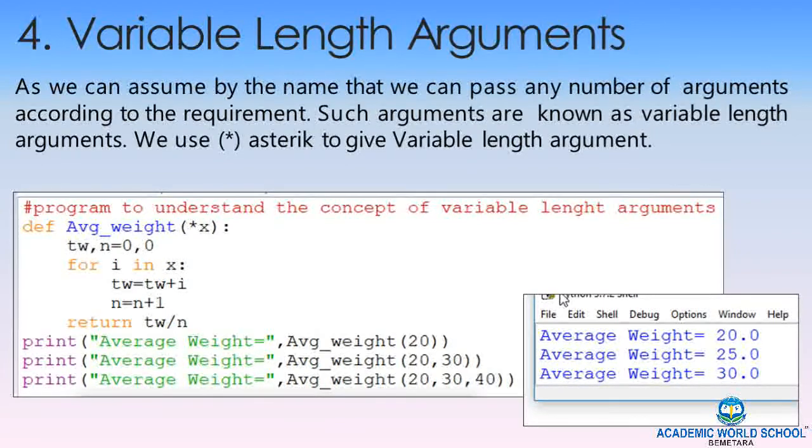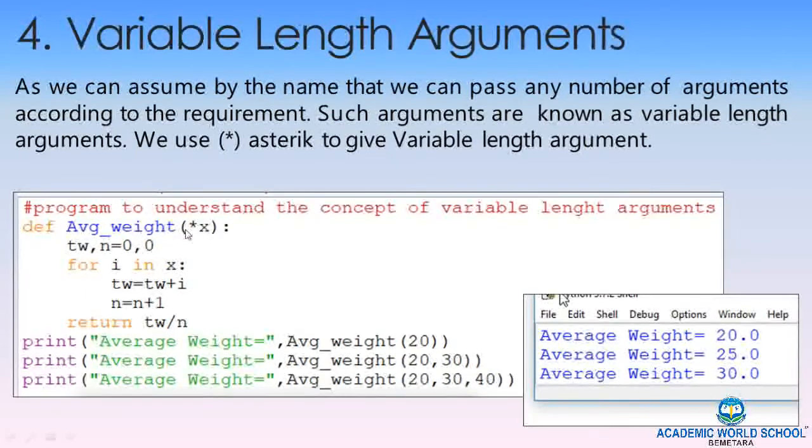Suppose you don't want to use n number of variables to calculate in the function. Suppose I want to calculate the weight of n number of students and pass the weights of the students in a function as arguments. We can't pass n number of arguments in a function. It's very difficult. So in that case, variable length arguments are very useful. You can understand this with the help of this example.